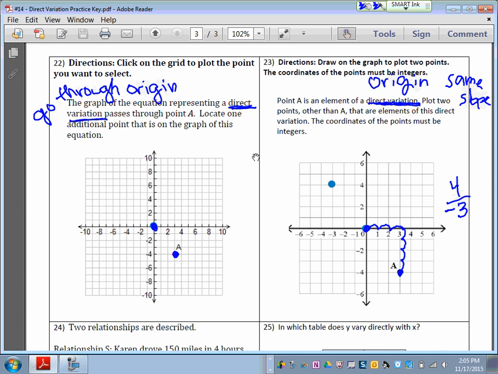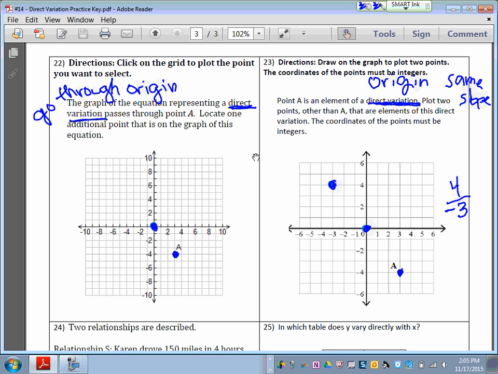All I have to do to find another point is do that slope again. Up 1, 2, 3, 4. To the left, 1, 2, 3. And here's my point. So again, it must go through the origin. Good. And then you use your slope to find another point still on that line. Is that better, Jocelyn?